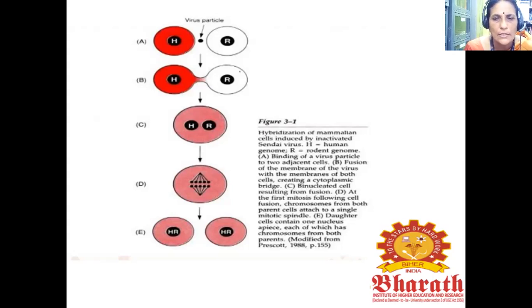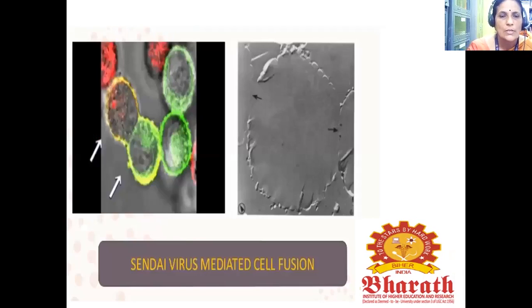And D shows that at the first mitosis following cell fusion, chromosomes from both parent cells attach to a single mitotic spindle. And E represents daughter cells that contain one nucleus apiece, each of which has chromosomes from both parents. This picture shows the hybridization of mammalian cells induced by inactivated Sendai virus, that is, Sendai virus mediated cell fusion.